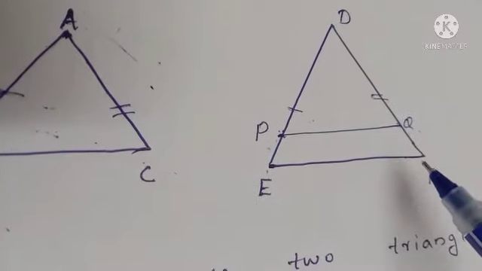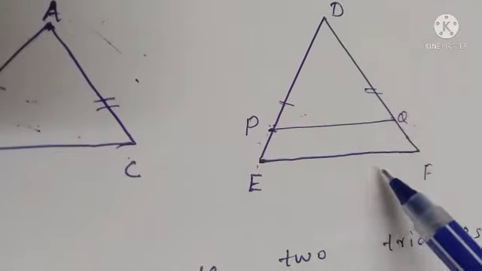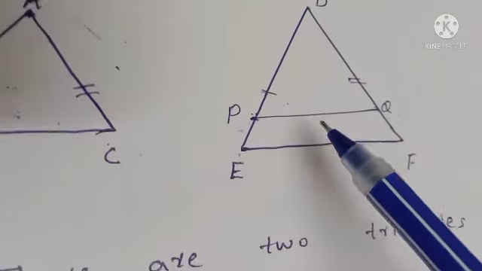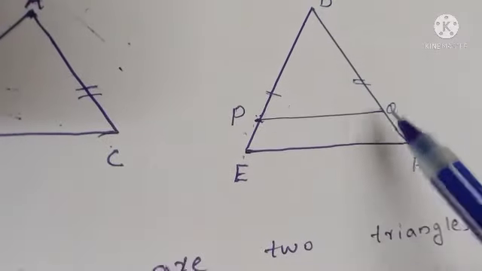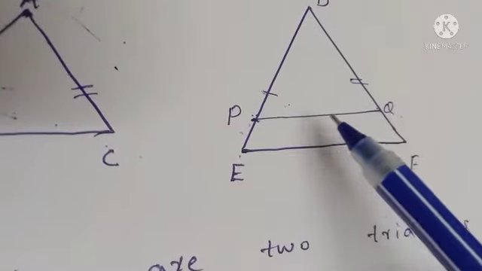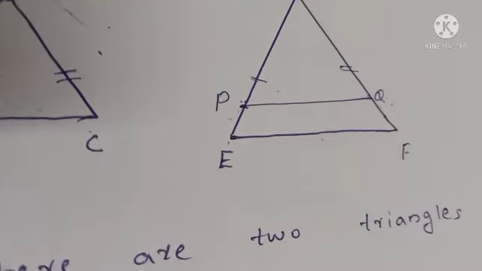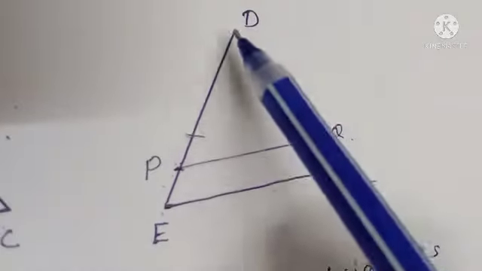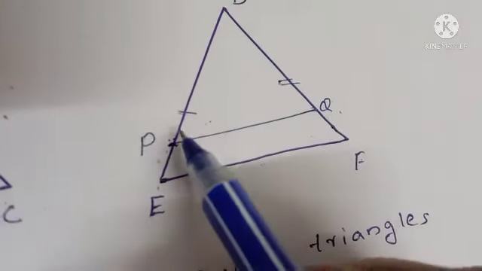So what can we say here? By the converse of Thales theorem, or by the converse of BPT, we can say PQ is parallel to EF, because the sides are proportional, so the lines are parallel. Then when we consider these two lines, PQ parallel to EF, and the transversal DE, which are the corresponding angles?